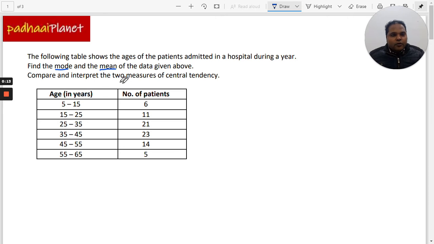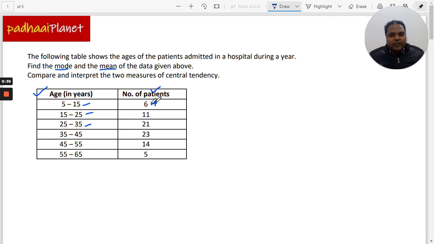Now in this question we have got the ages of different patients, and these ages are categorized, divided into different class intervals, like 5 to 15 years, 15 to 25, and 25 to 35, and so on and so forth. And in each of these class intervals we have got the number of patients.